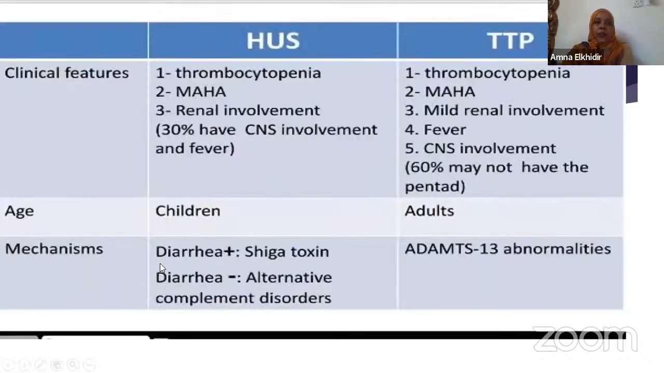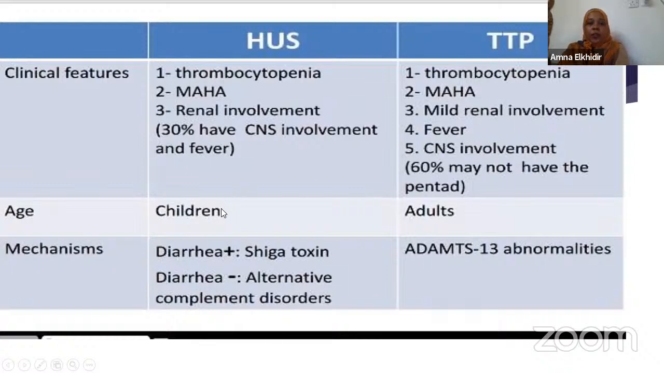Here we have hemolytic uremic syndrome. There is thrombocytopenia. There is microangiopathic hemolytic anemia, renal involvement. In thrombotic thrombocytopenic purpura, we have thrombocytopenia, microangiopathic hemolytic anemia. We have mild renal involvement, unlike in hemolytic uremic syndrome. We have, in addition, fever and CNS symptoms.